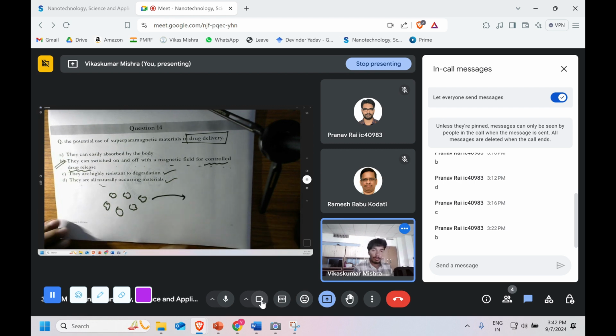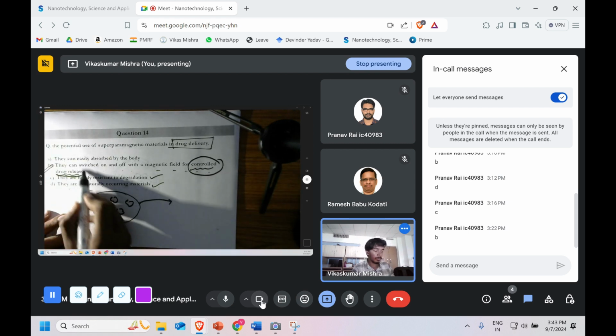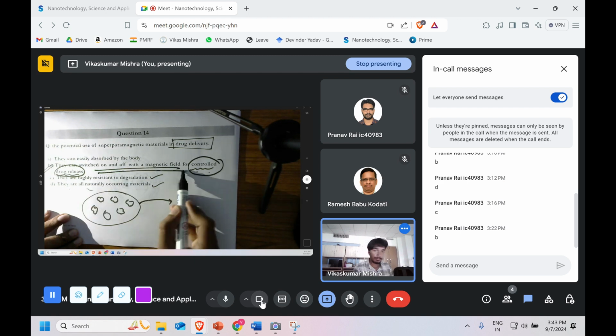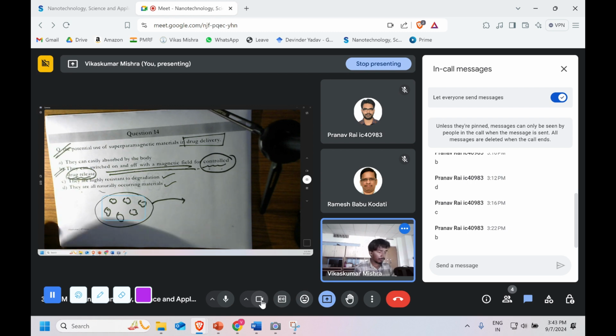With the application of a magnetic field, they can control this drug releasing system. They can enhance it with the help of the applied magnetic field, and they can also degrade its particular absorption. In another way, they can control the drug release just by switching the magnetic field on and off. So with that, we have answered question number 14.